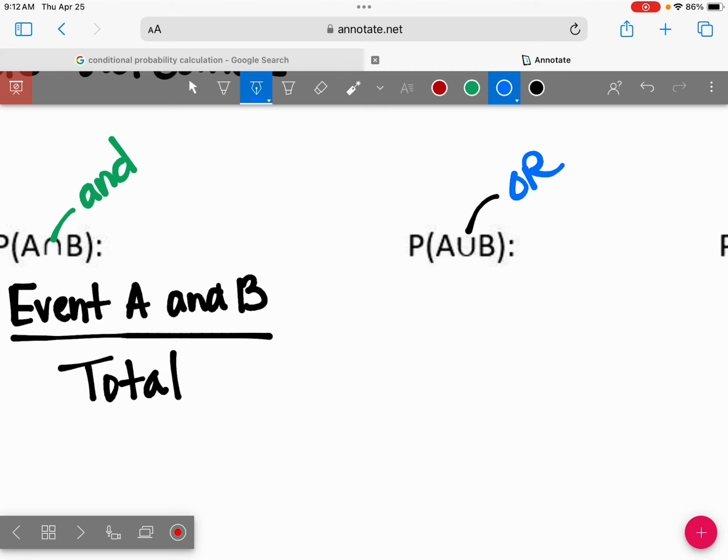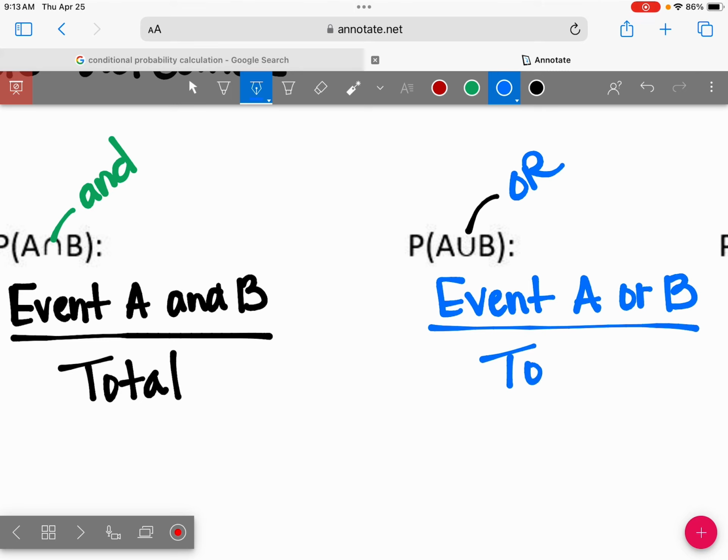Okay, so that means event A or B over the total. So that's a little different.